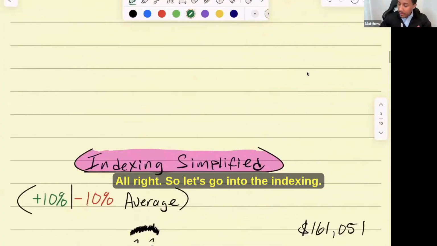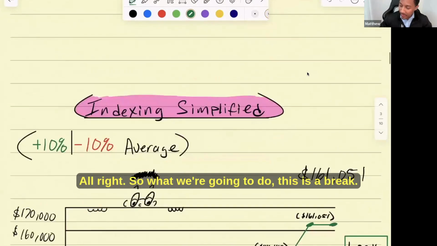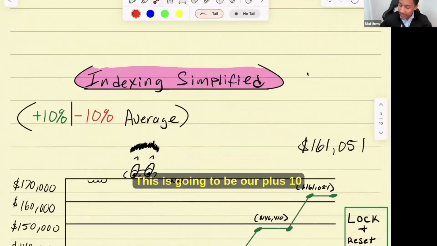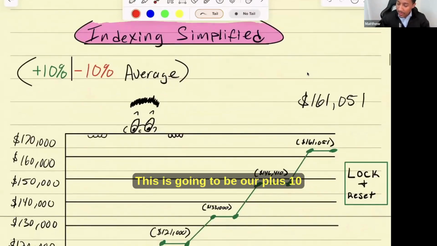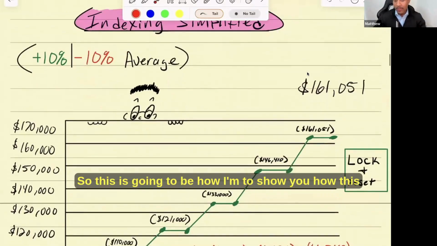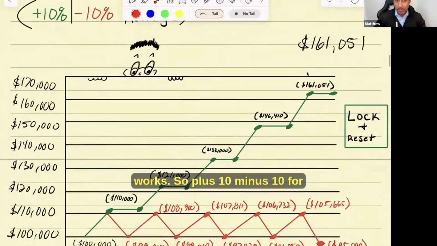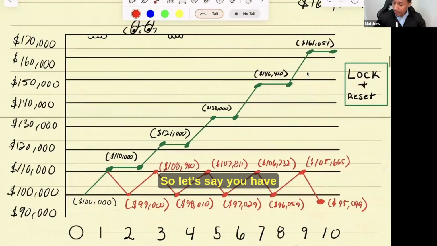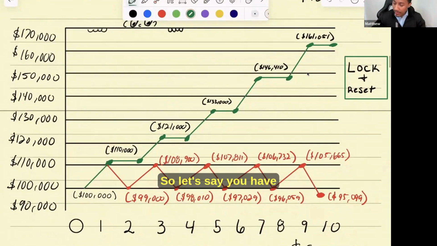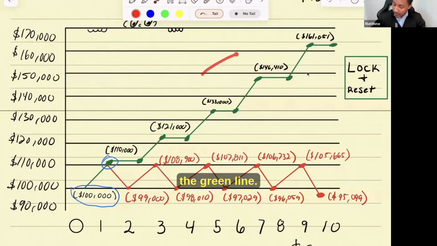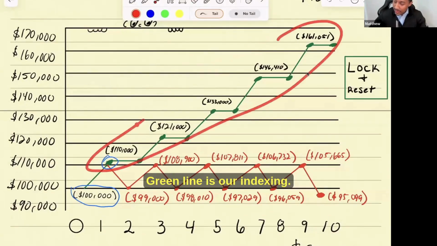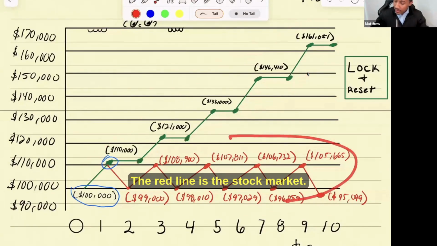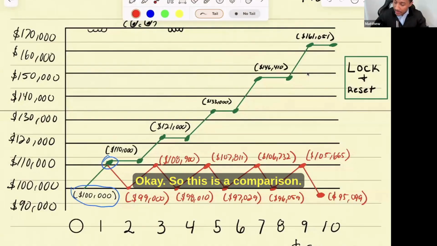All right, so let's go into the indexing. What we're going to do is our plus 10, minus 10 average. This is how I'm going to show you how this works. So plus 10, minus 10 for our example here. Let's say you have the green line. Green line is our indexing. The red line is the stock market. Okay, so this is a comparison.